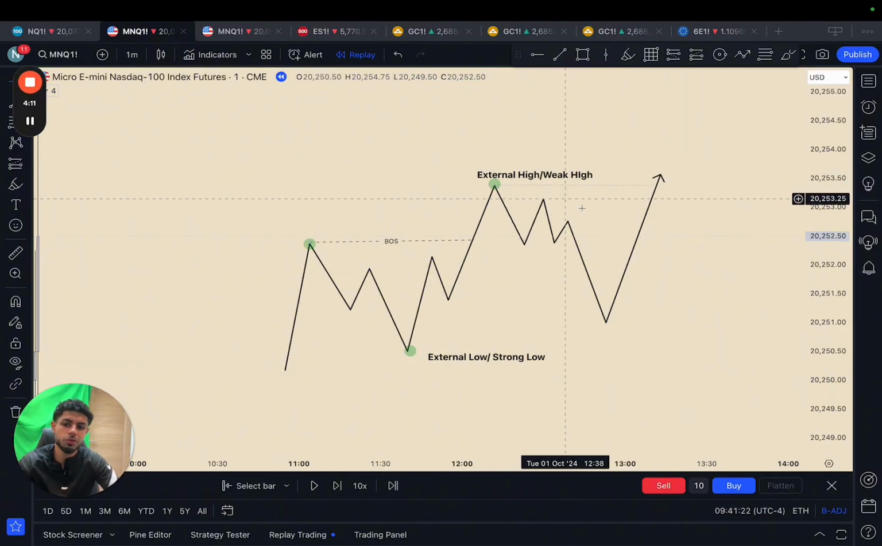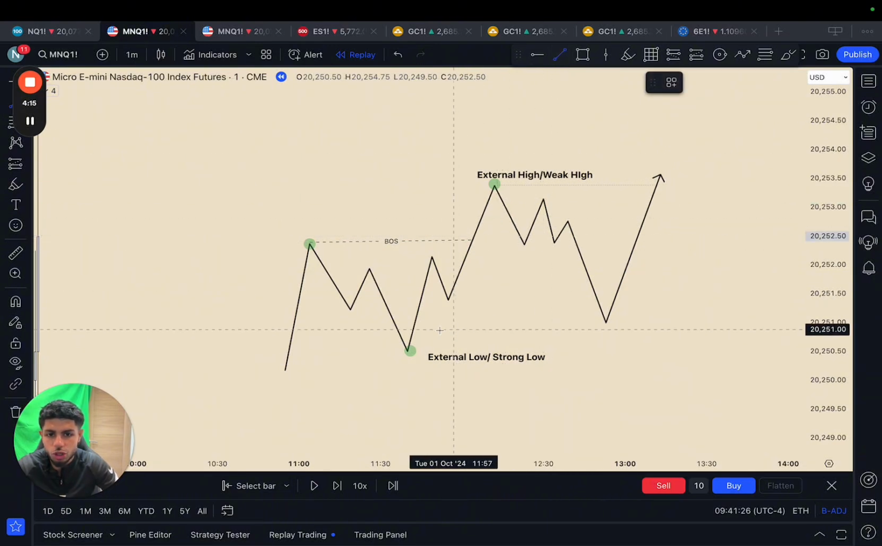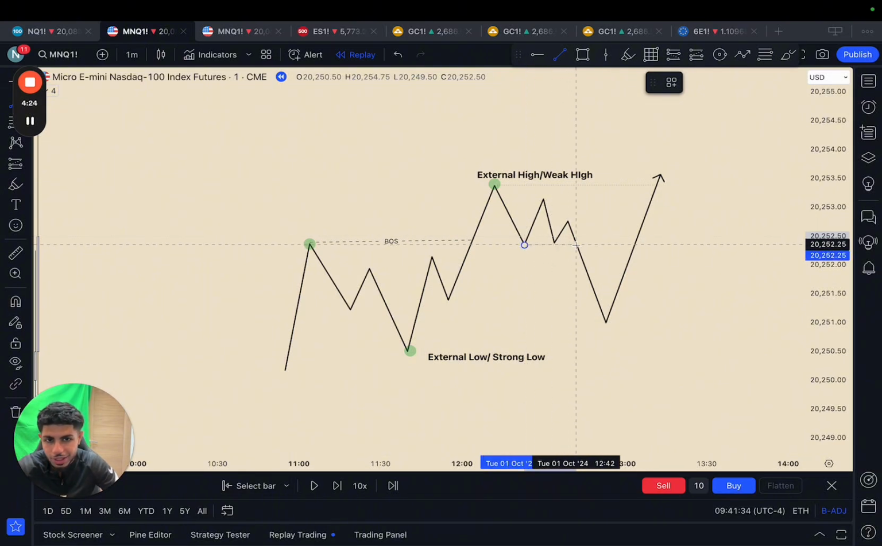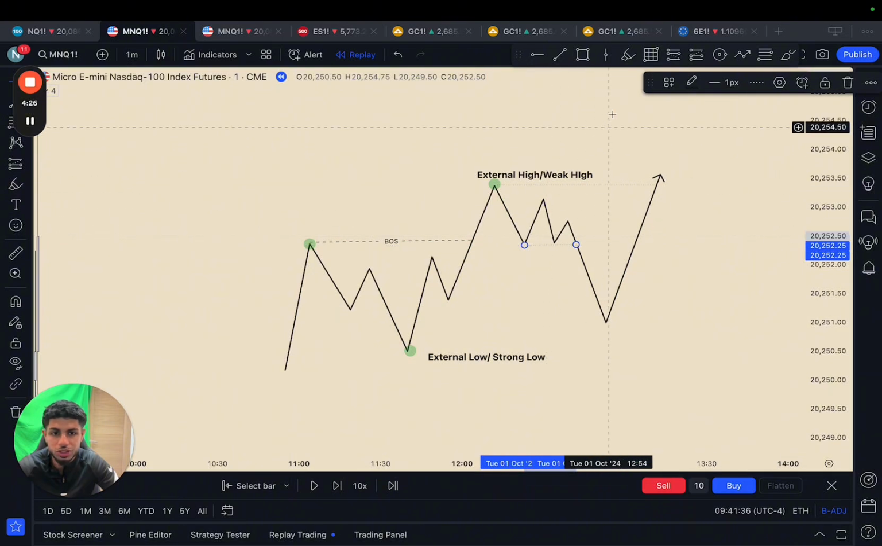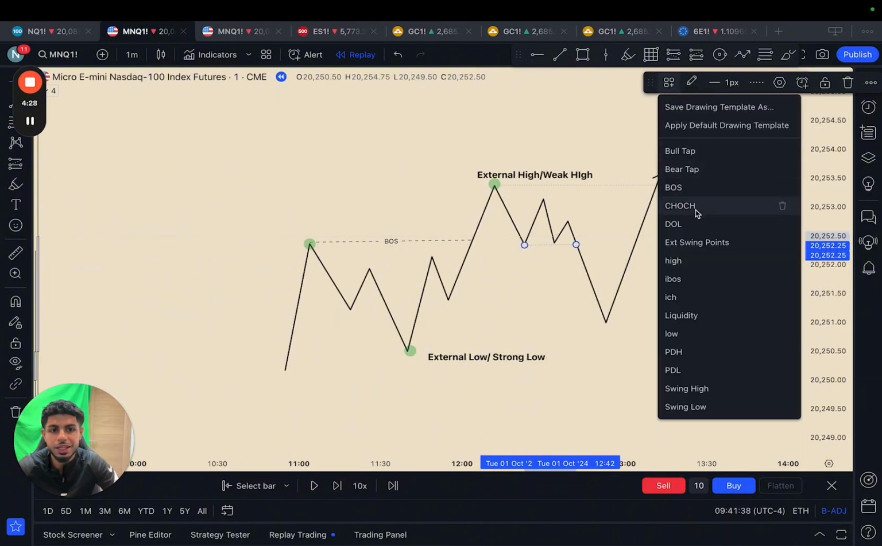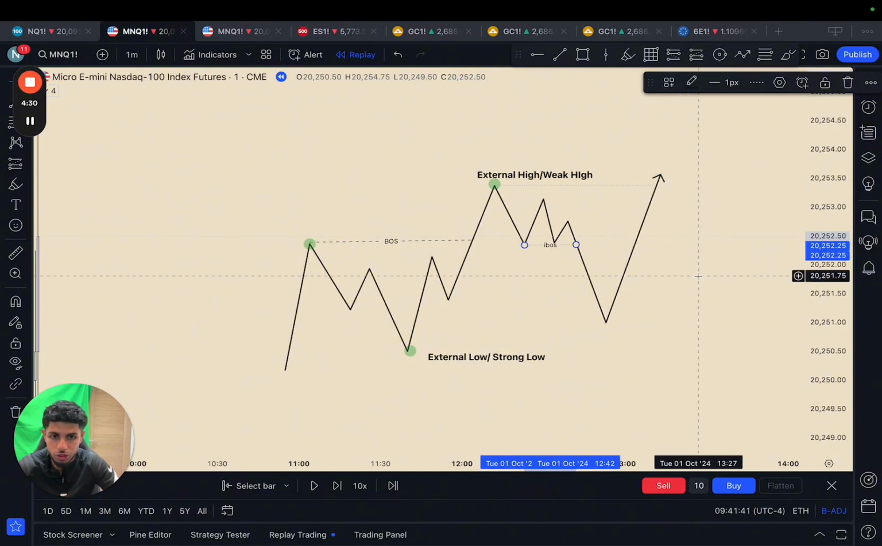But what do we do before here? Where do a lot of traders get caught out? It's in this chop between this low and this high. Everything between your external low and your external high is internal. So as we break to the downside here, this is not a break of structure. This is not a change of character. This is an internal break of structure.